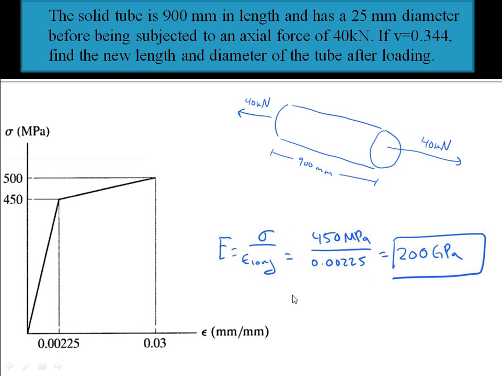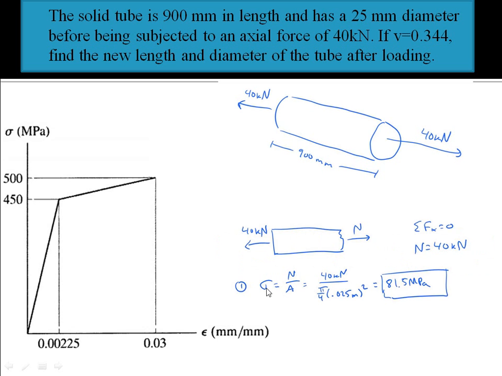After I found E, I wanted to find the normal stress for our particular tube. You can't just use the normal stress from this graph because it doesn't apply to our solid tube. It just applies to something in general, right? So I cut my tube to get N. N was 40 kilonewtons, that's pretty simple. So sigma equals N over A, and I got 81.5 megapascals.